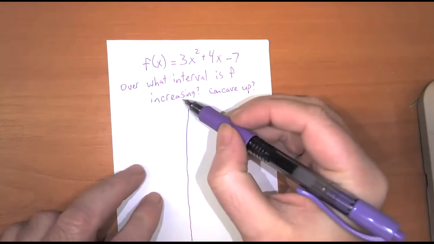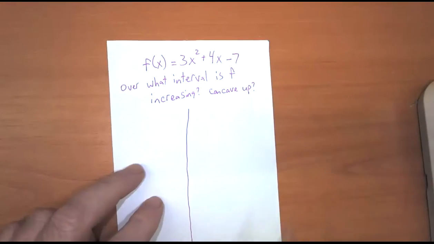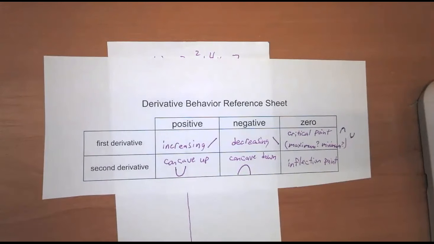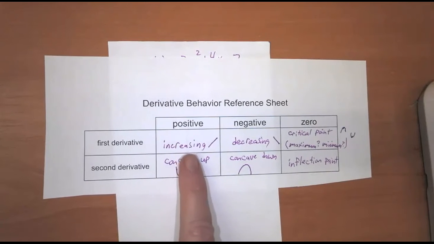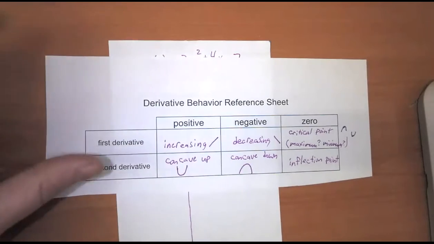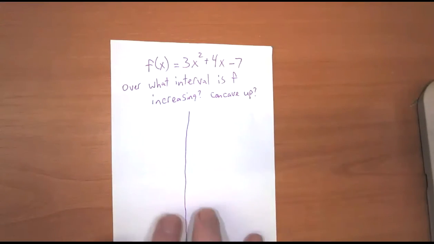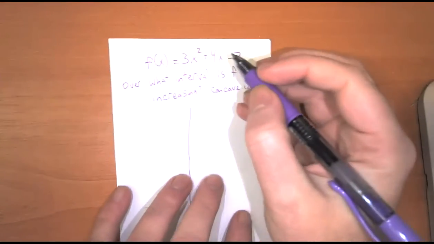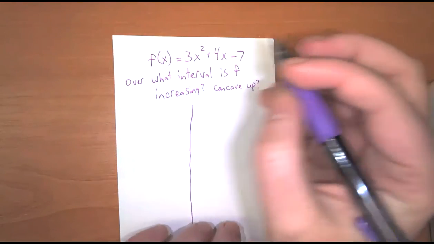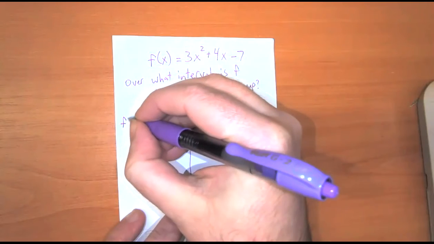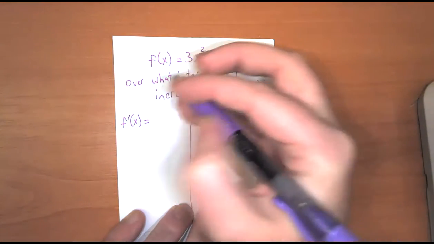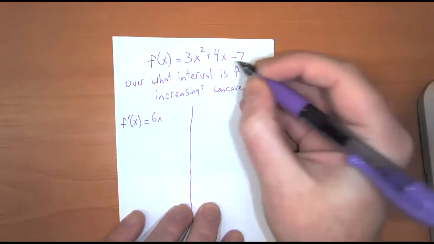So the first thing we'll do is talk about f increasing. If we don't remember, we'll grab our derivative behavior reference sheet. A function is increasing when its first derivative is positive. So let's figure out when the first derivative is positive. First of all, what's the first derivative of this function? Well, it's a simple polynomial, so it's going to be 6x plus 4.